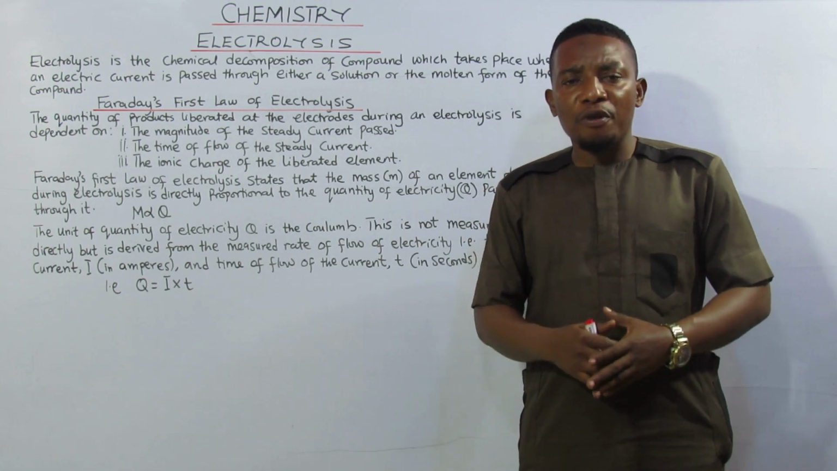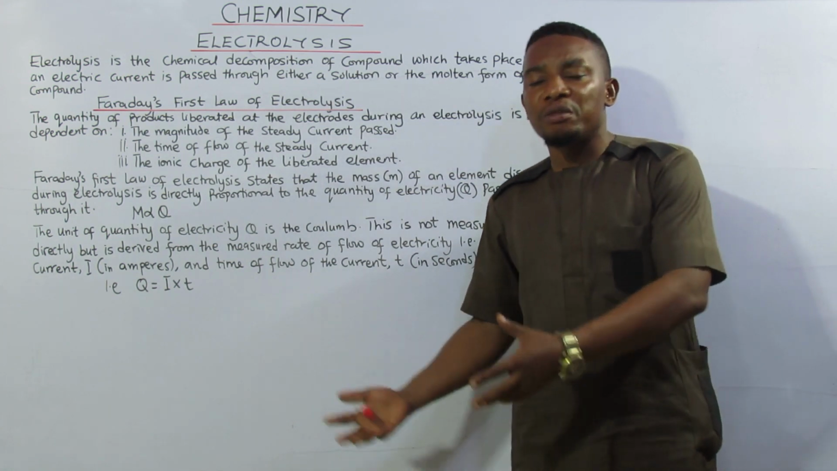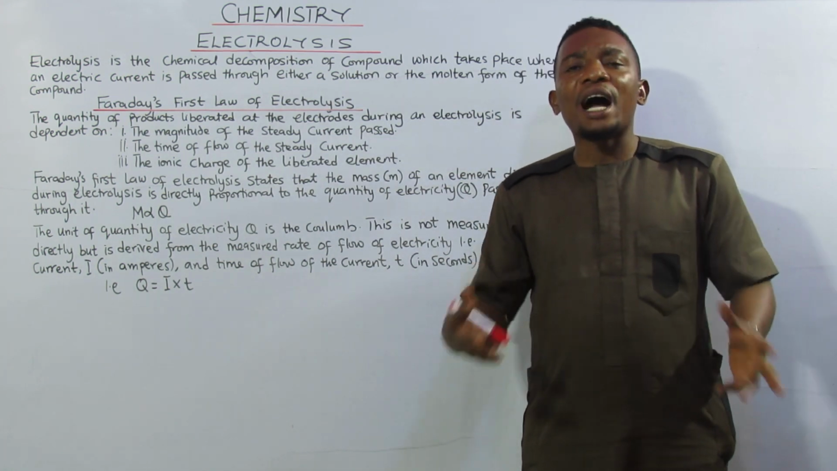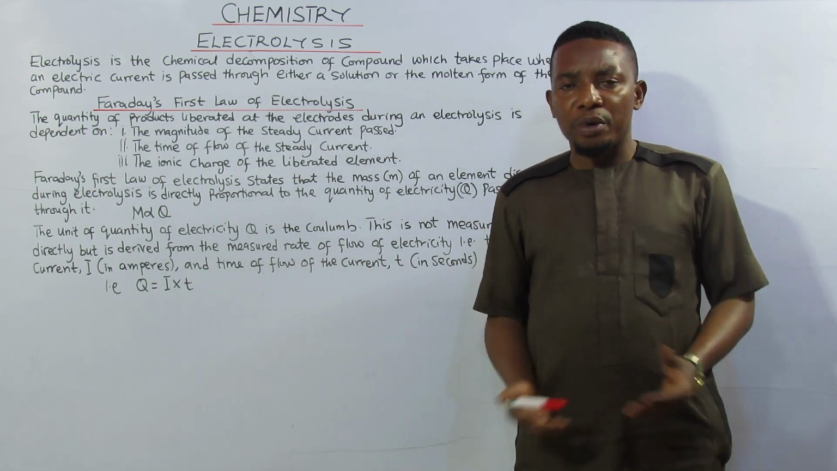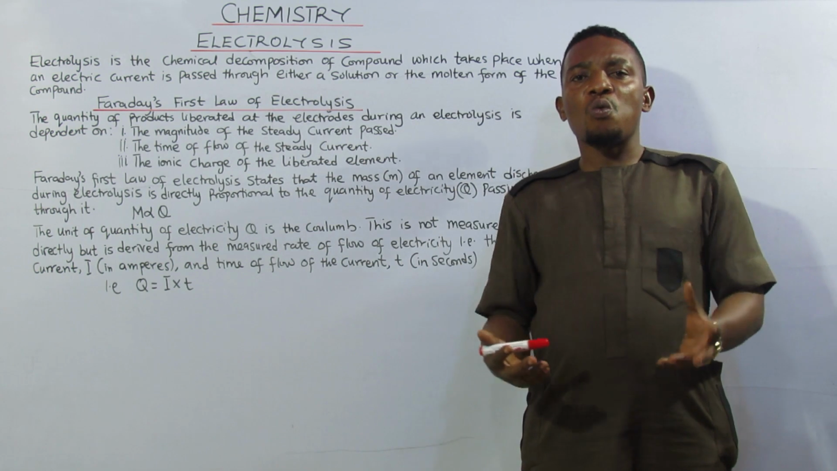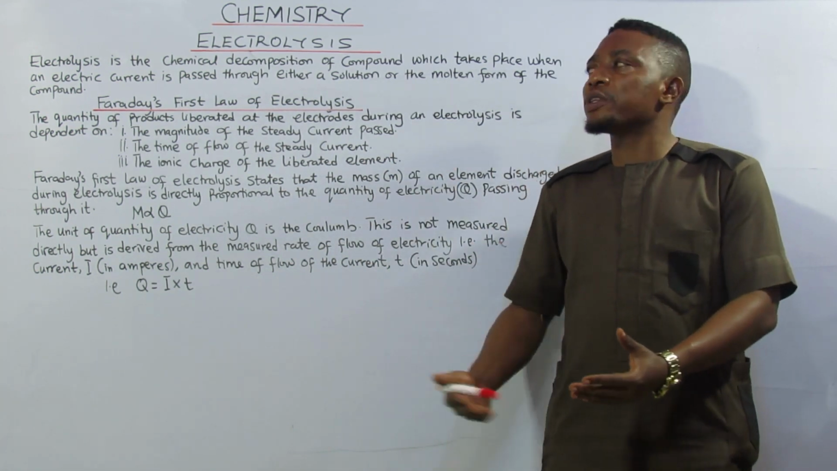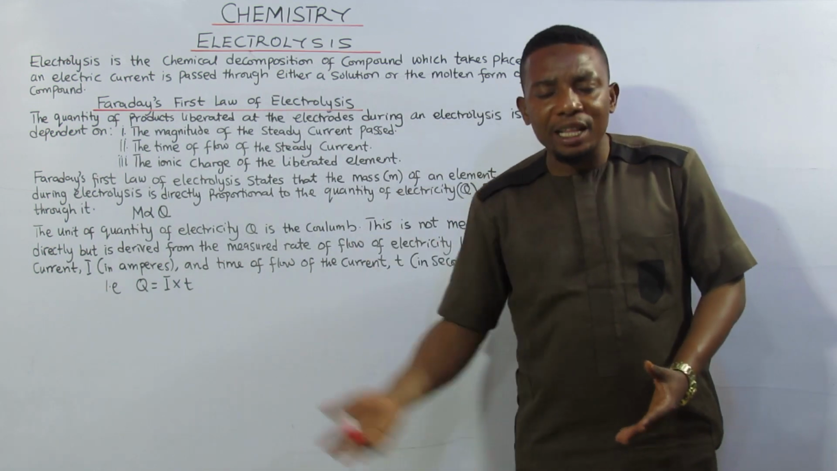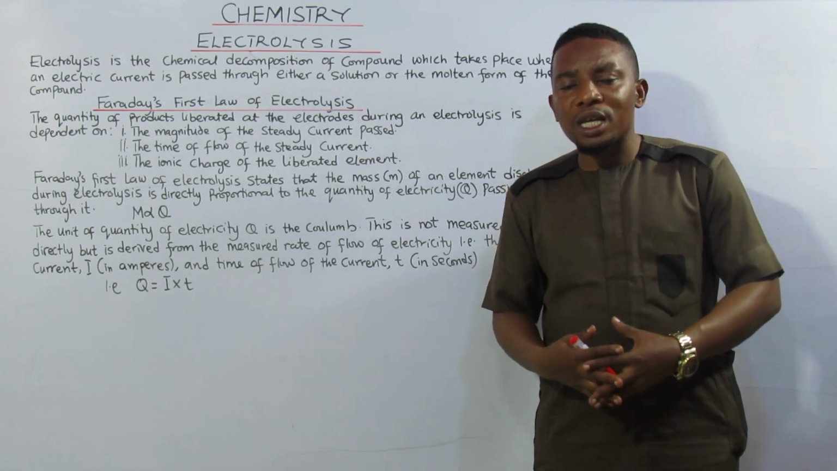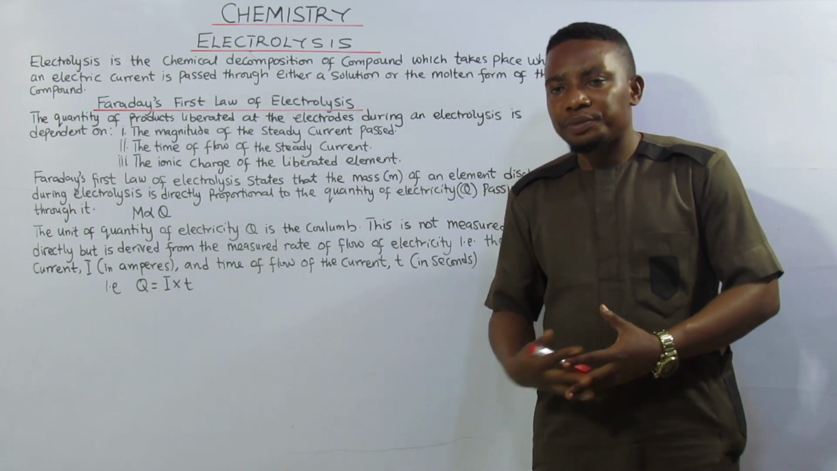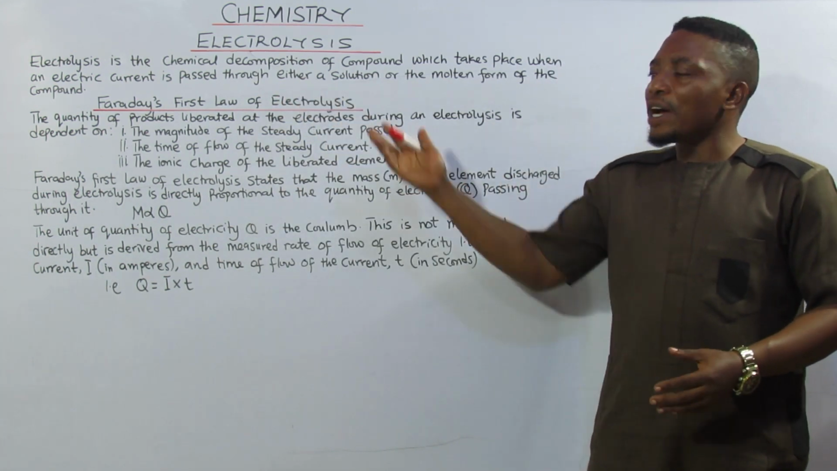Before we have passage of current in that solution, which must be in molten form, the ions are moving freely in a random position. But whenever there is a passage of direct current through the electrode to the electrolyte, the ions will dissociate. That's when we say that there is what we call ionization.